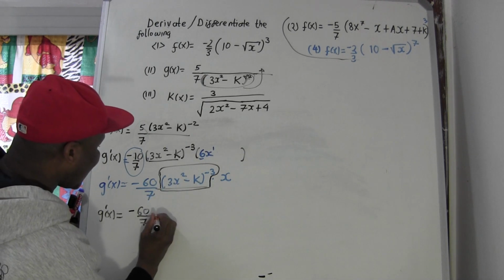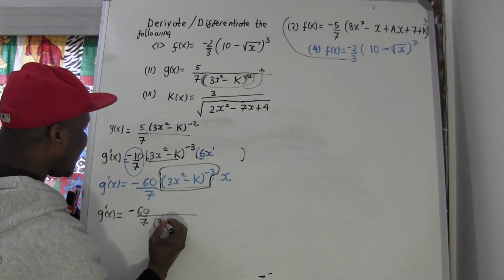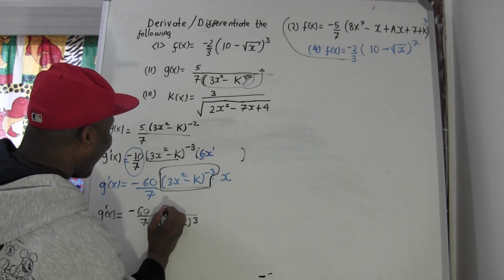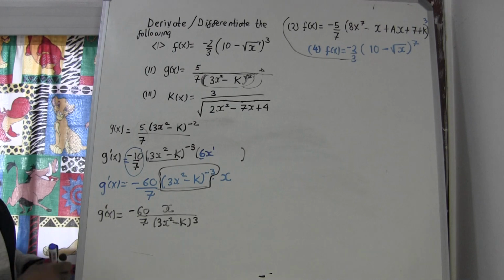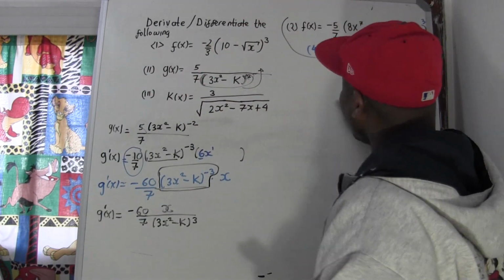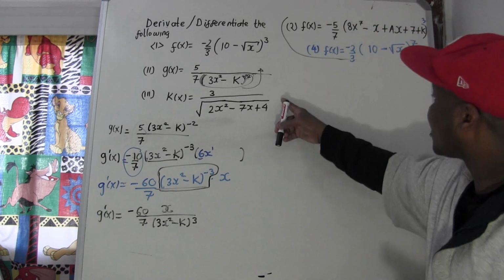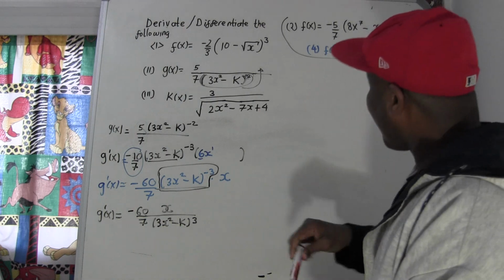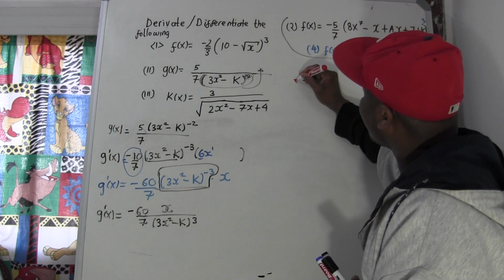This is going to come underneath here, 3x squared minus k to the power 3, and on top we only have x, so 6x over that. We're done. So let's go to question number 3. Question number 3 is very, very easy. The approach is the same. I don't need the root. You don't need the root, and everything must go to the top. So remember, I don't need the root. Remove the root.